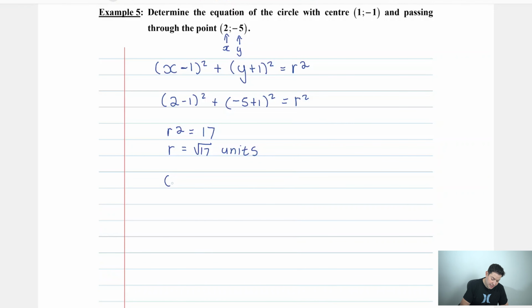So now we're going to write it as (x - 1) all squared plus (y + 1) all squared is equal to 17. Remember, in the equation of the circle, it is r squared, not the actual length of the radius. So this step over here was unnecessary. I just added it in to remind you that it is the square root of 17 as the length.